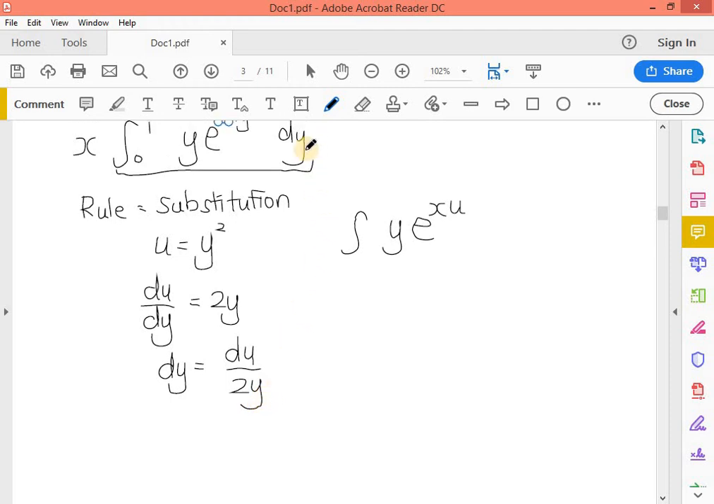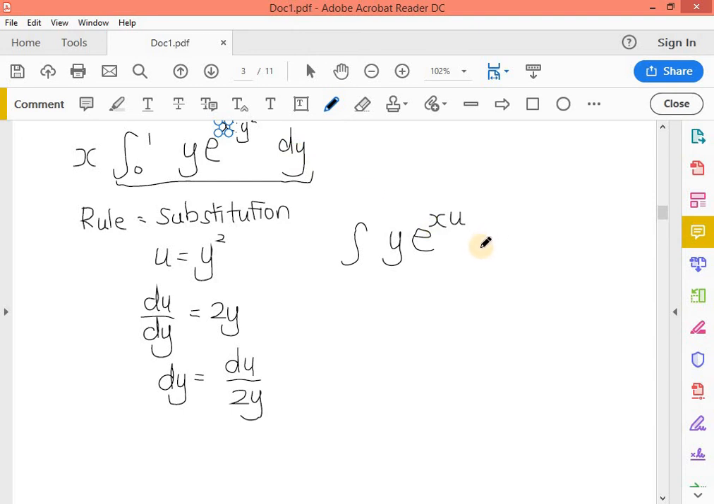Okay? So now my dy here, I cannot put dy anymore because I want to transform it to a new variable that contains u or du. So my dy will become du over 2y. Okay, so when you choose this substitution technique, normally you will find that this thing can be cancelled out. So when you check again your new integral, it will become a simple one. Am I right?